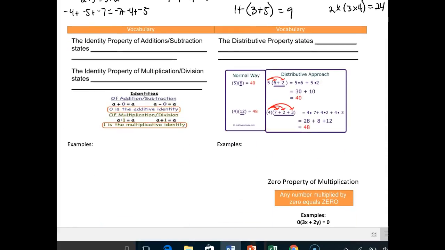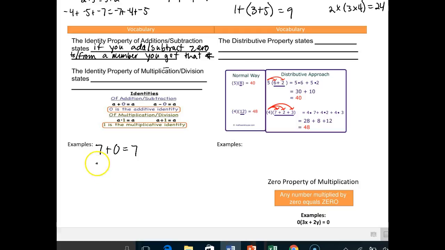All right, the identity property of addition and subtraction, and the identity property of multiplication and division are probably the two easier properties. So the identity property of addition says if you add or subtract 0 to or from a number, you get that number. All right, so like 7 plus 0 is going to be 7.